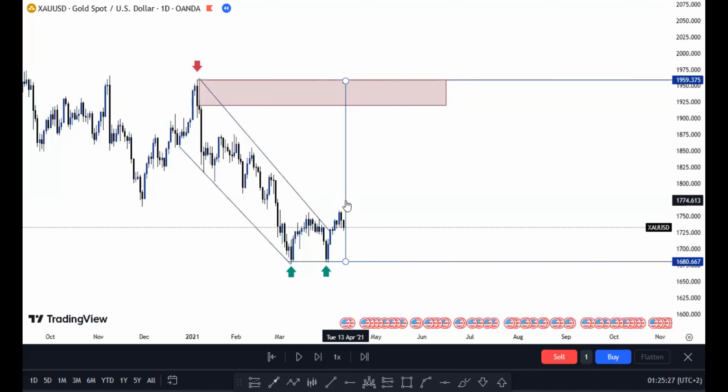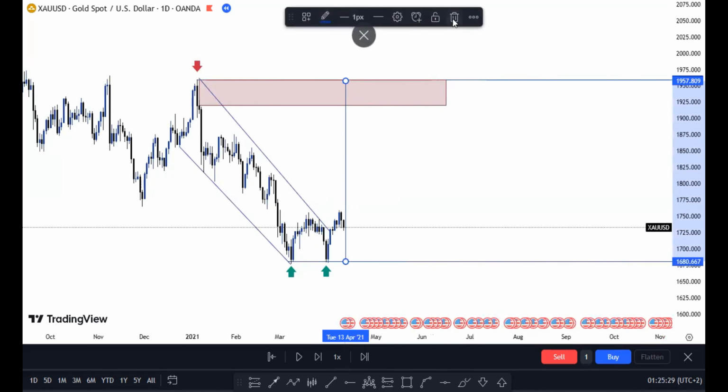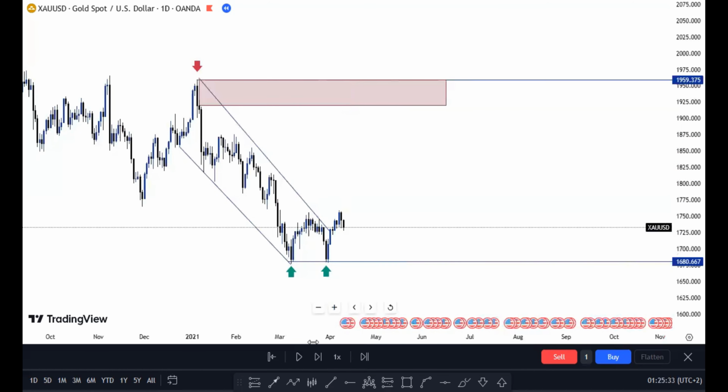If it breaks it impulsively, guys, what are we looking at? We're going to be looking at a correction after it breaks our resisting diagonal trend line with an impulse. So I'm going to let it play.